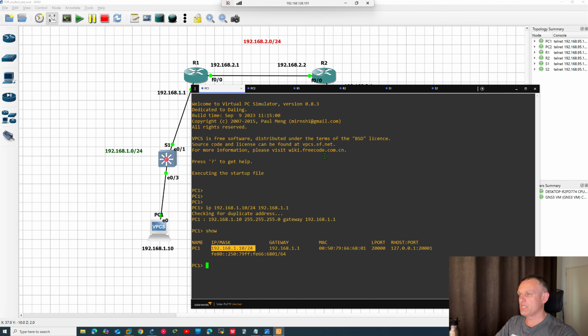Next step, we have to configure the default gateway for each of these PCs, for each network, and then the connection between the two routers. Router 1.